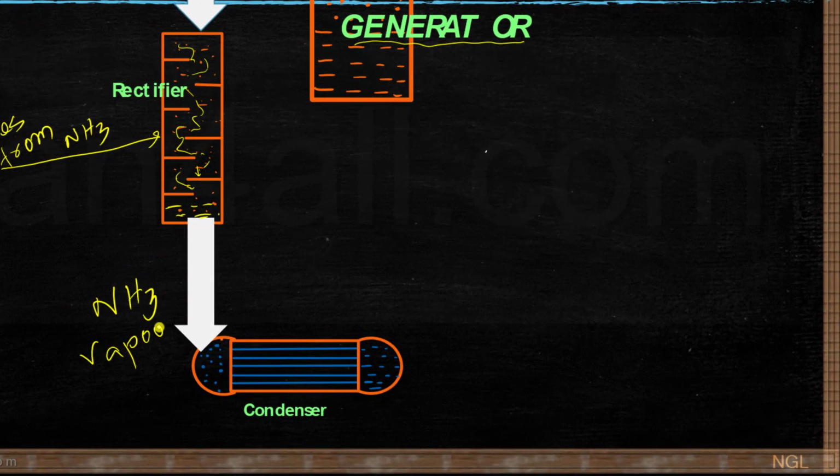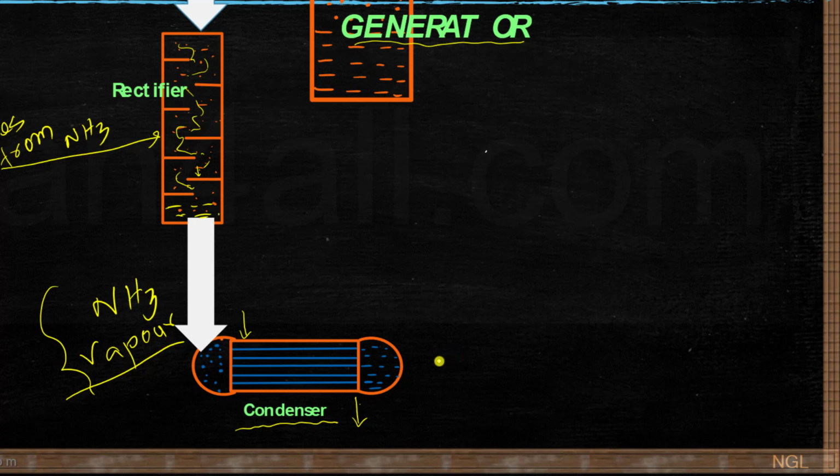So there will be no more water vapor. Only ammonia vapor will go to the condenser. And as we all know, the function of a condenser is to convert vapor to the liquid stage. So this ammonia vapor will be condensed with some cooling arrangement, definitely. It may be water cooled or air cooled also. Because of the cooling, the ammonia vapor will become ammonia liquid. Okay, it will become liquid now.